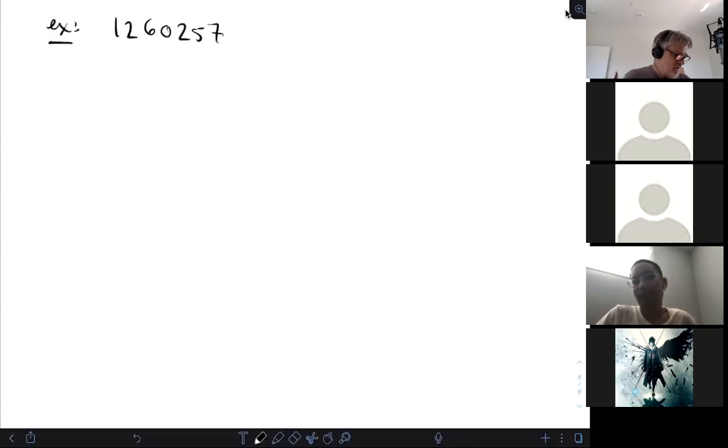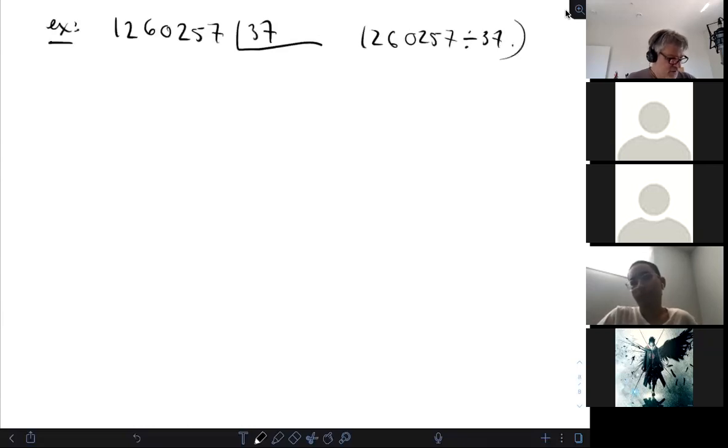Let's do 1260257 divided by 37. Okay, it looks awful, but it's not so bad. So again, I start on the left. 37 doesn't go into 1, doesn't go into 12. I'm going to see how many times it goes into 126.